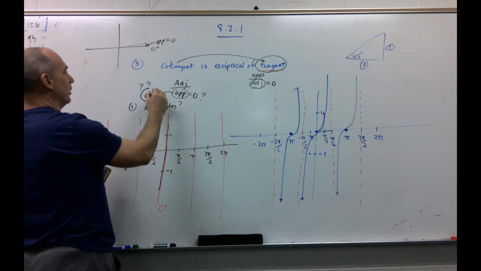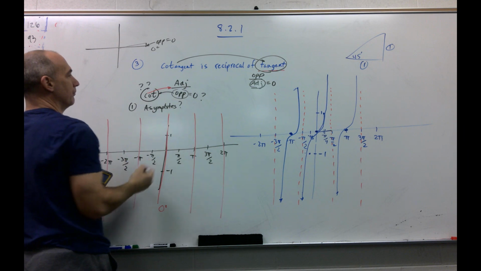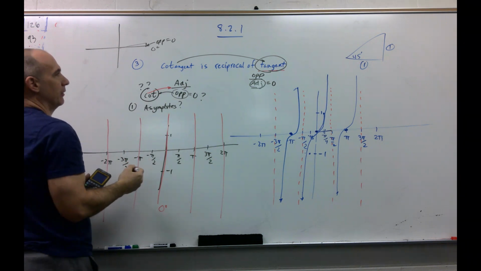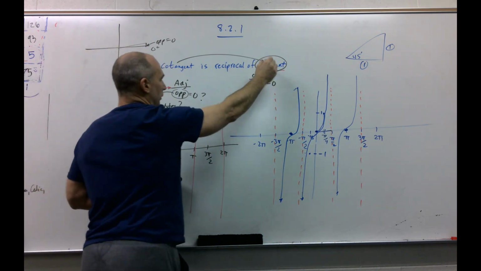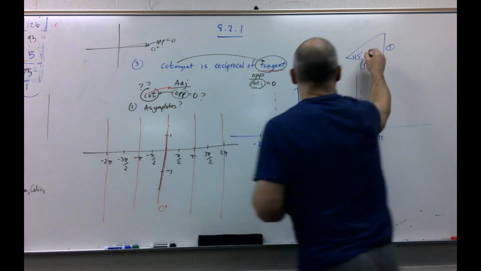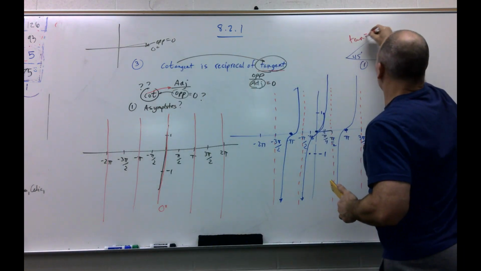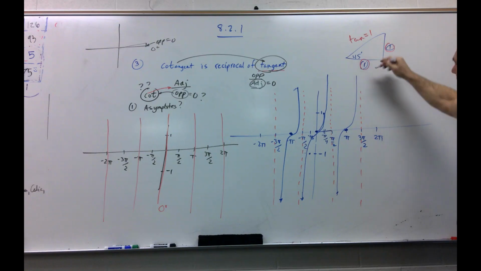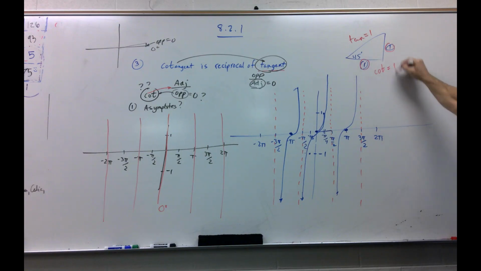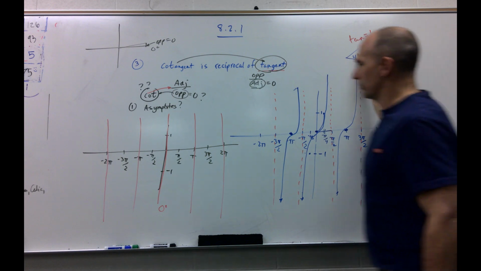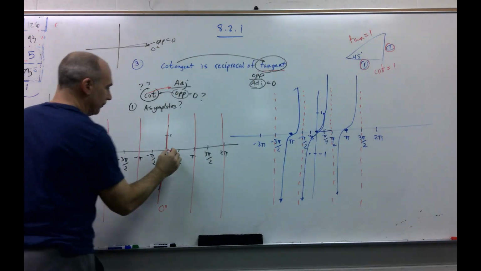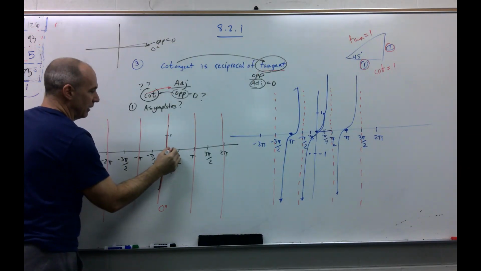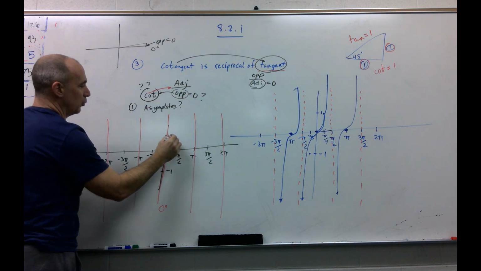So, where does cotangent equal one? And that's wherever tangent equals one. So let's take a look. 45 degrees, tangent equals one, opposite over adjacent. That means if we flip it, cotangent would also equal one at 45 degrees. So let's go back to this drawing. And if you notice, here's my 45 degree marker and it's one.